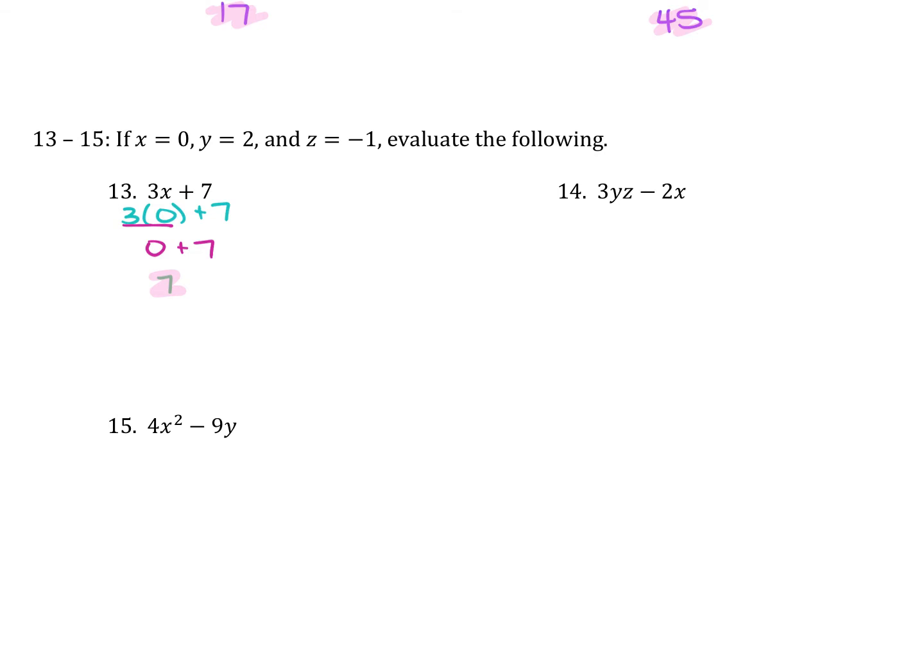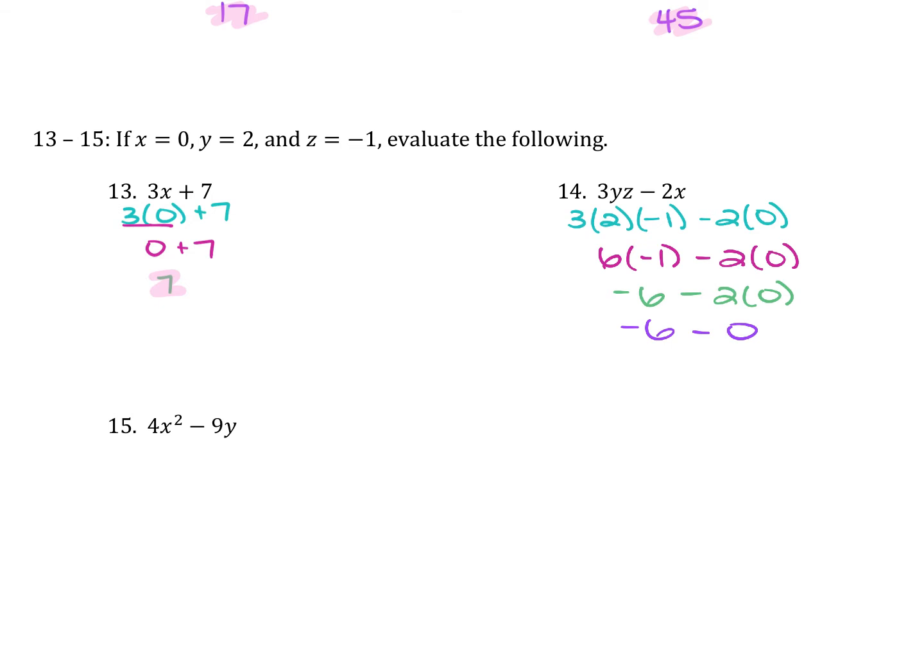For 14, you have 3 times y times z minus 2x. So if we plug in those values for x, y, and z, this is going to give us 3 times y, which is 2, times z, which is negative 1, minus 2 times x, which is 0. Start with your multiplication with the 3 times 2. 3 times 2 is 6, times negative 1, minus 2 times 0. The 6 times negative 1 is negative 6, minus 2 times 0 is going to give us negative 6 minus 0, which is negative 6.